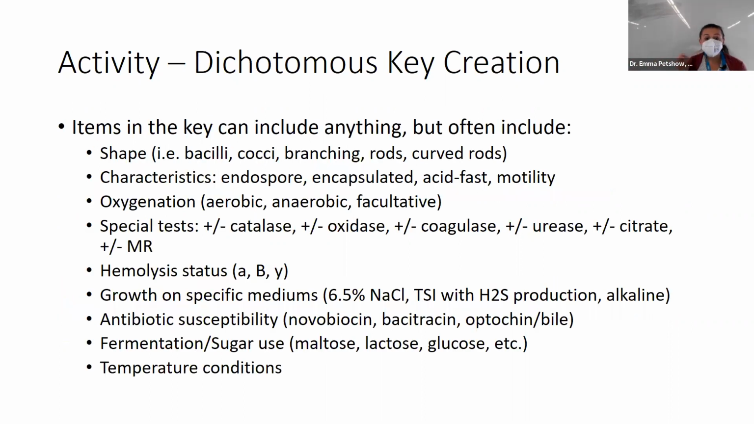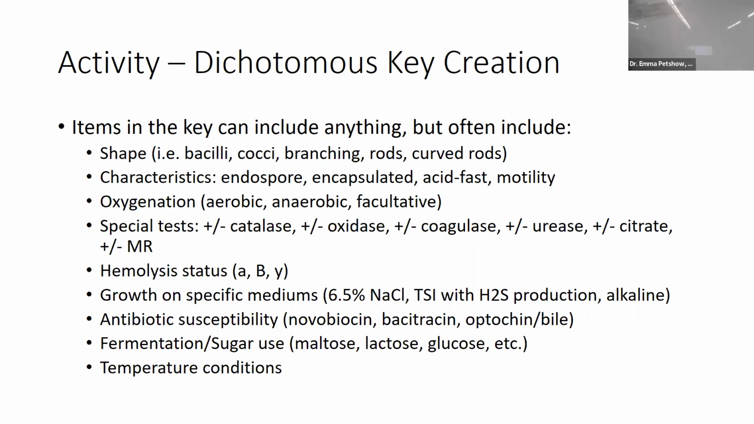So things that can be included in a dichotomous key is lots of stuff, right? But you're not going to memorize every single component on this list for every bacteria you have. You are not microbiologists. That's not your purpose. So things that we'll definitely include is shape. Is it bacilli? Is it cocci? Is it rods? Is it branching? Diplococci? What characteristics does it have?